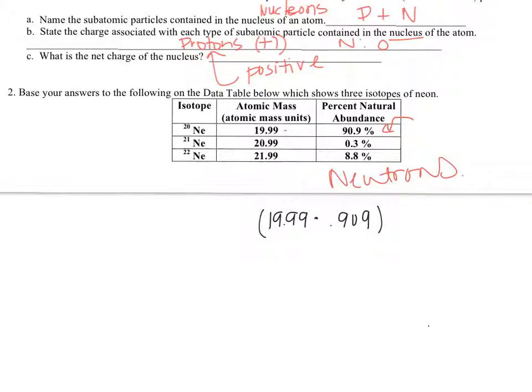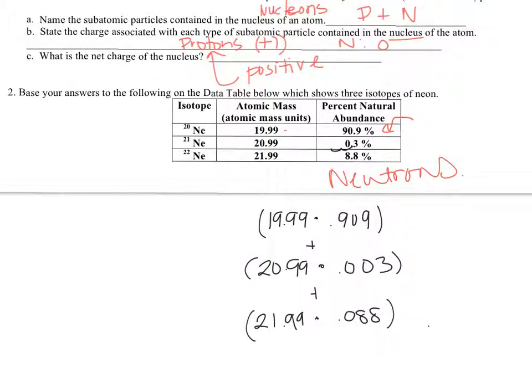Okay? Then we're going to add it to 20.99 times the decimal of the percent, 0.003. Okay? Plus the decimal of the percent, 21.99 times 0.088. And then whatever these guys equal out in your calculator, you're going to write it down and add it up.